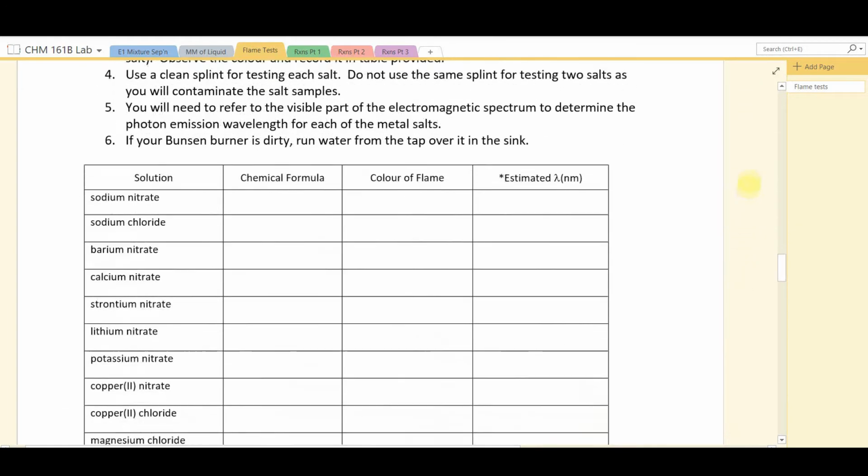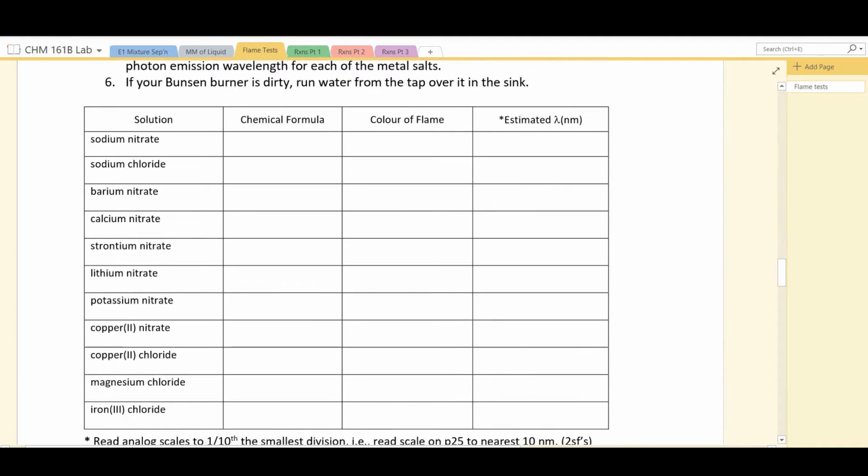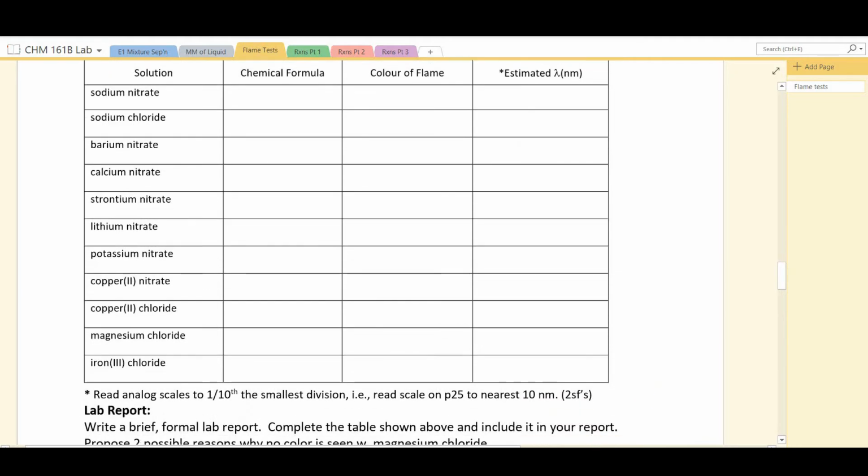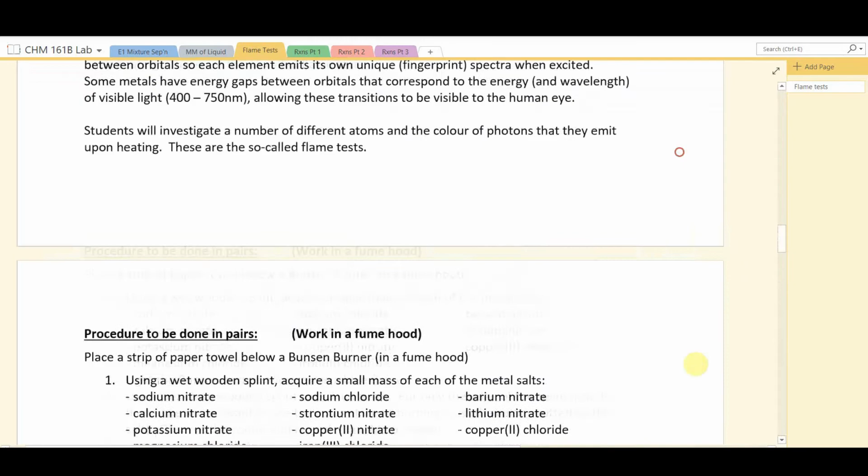And then we see a list of the salts that will be tested. For each of these, you're asked to write the chemical formula and record the flame color to the best of your ability to describe it. And then, using that flame color, compare it to the chart of the visible spectrum and do your best to estimate the wavelength that's being emitted. So it's an analog scale, and the rule of thumb is that you read analog scales to 1/10 the smallest division. Let me illustrate. So go back to page 1.